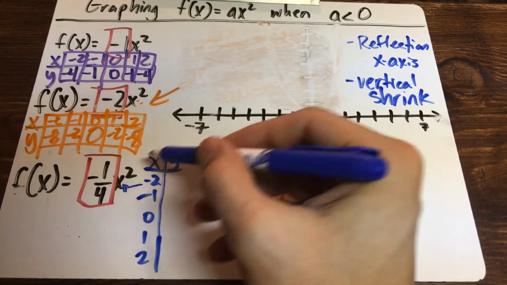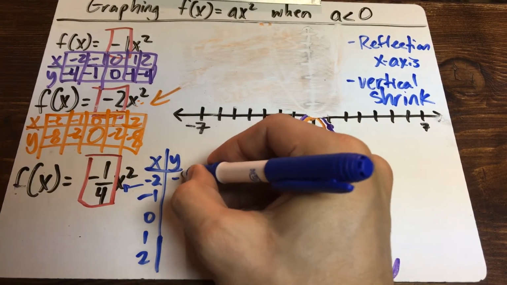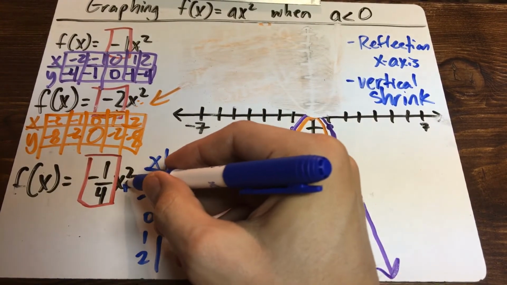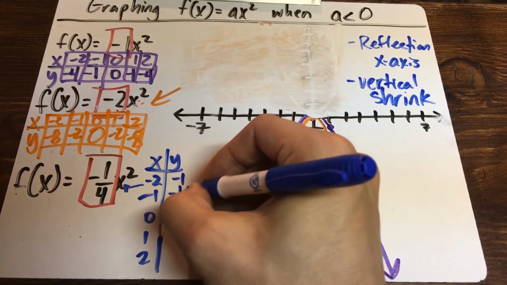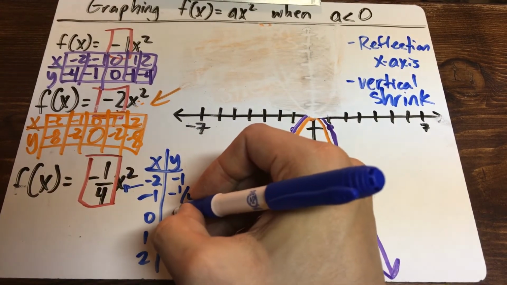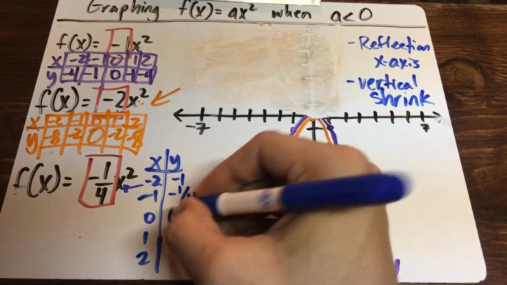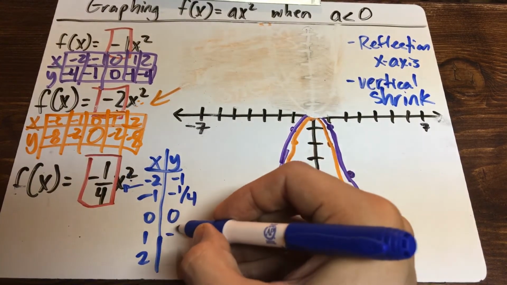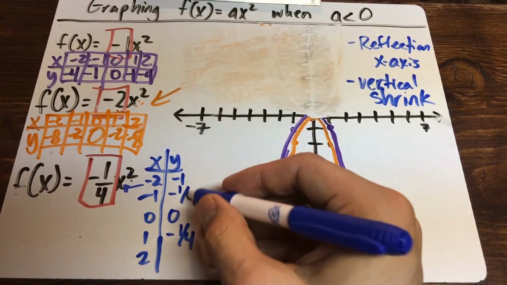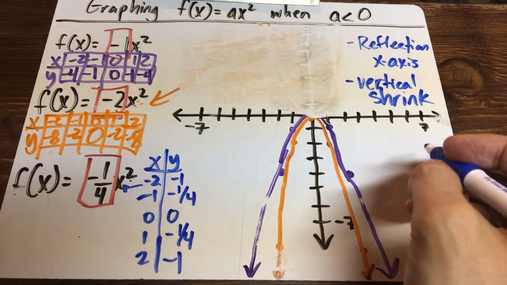If I put negative 2 right there, negative 2 squared is 4. 4 times negative 1/4 is negative 1. If I put negative 1 in there, negative 1 squared is 1. 1 times negative 1/4 is negative 1/4. If I put 0 in there, 0 squared is 0, and 0 times anything is 0. If I put 1 in here, 1 squared is 1. 1 times negative 1/4. And these are always going to be the same answer today. They won't always be like that, but today they will.